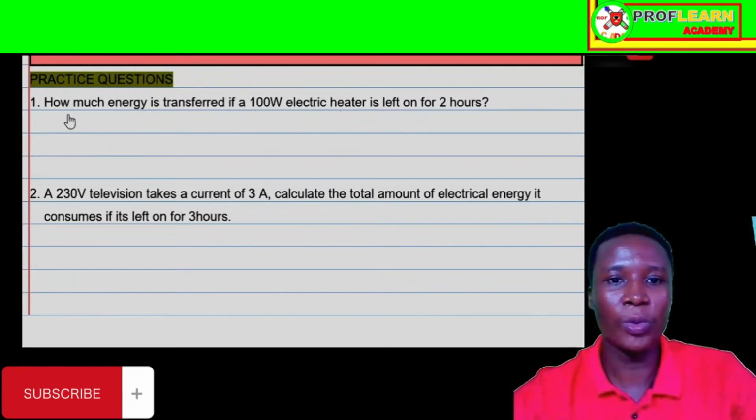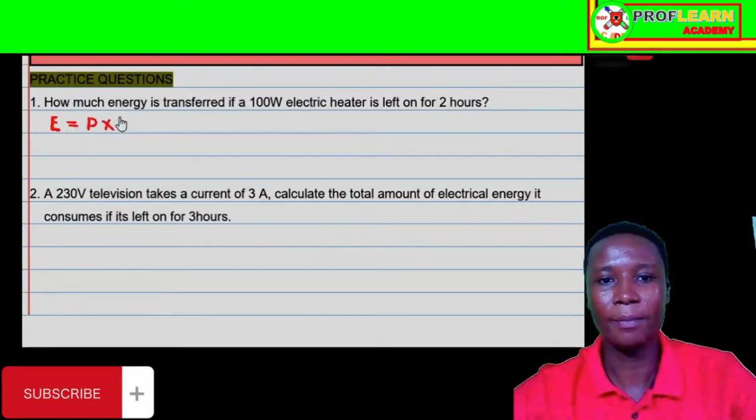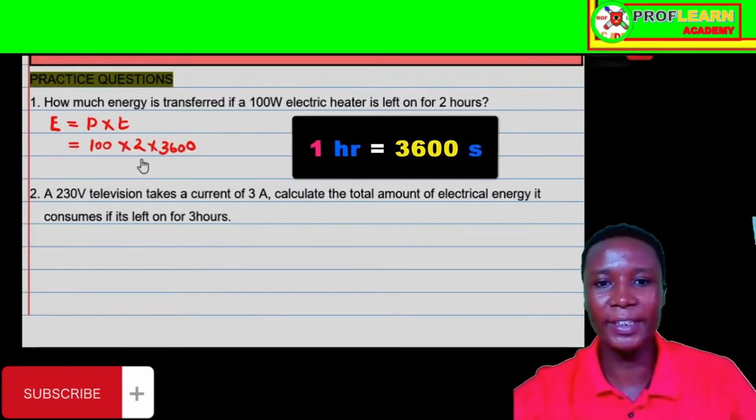So first we need to write the formula. Energy transferred equals the power times the time taken. And for that case, our power is 100 watts times the time, which is 2 hours, times 3600. We want to convert this time to seconds.